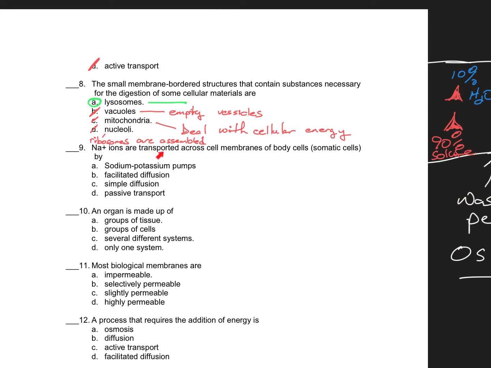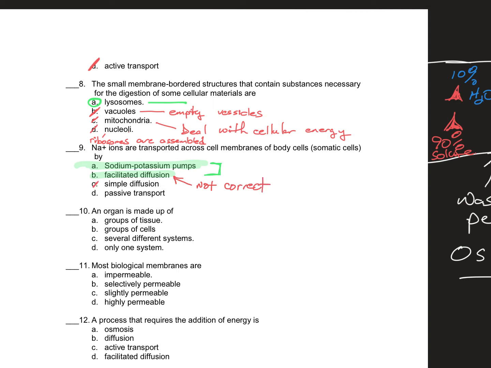So sodium ions are transported across the membranes of body cells, somatic cells, by the sodium-potassium pump. But because this wasn't strongly covered in the class, if you also put facilitated diffusion, I gave you both answers. I gave you the answer correct. So either one of these would have gotten you the right answer, or the point. But I must mention it's not facilitated diffusion, so that's not correct, just for the record.